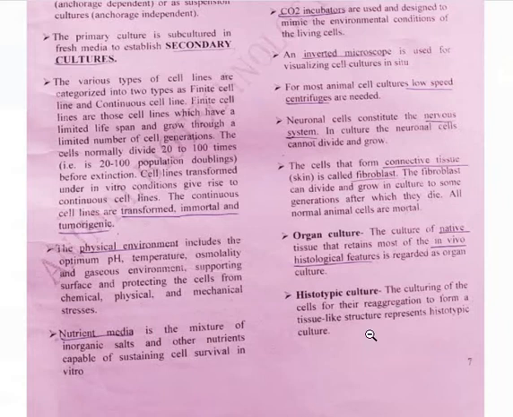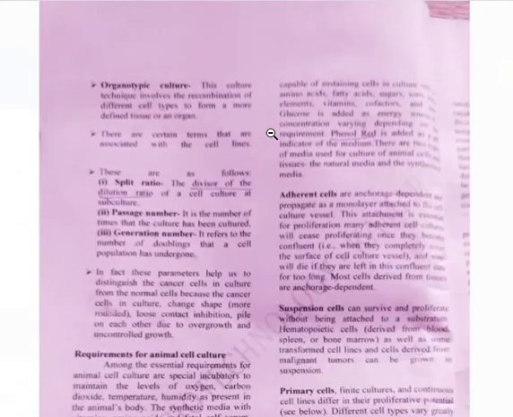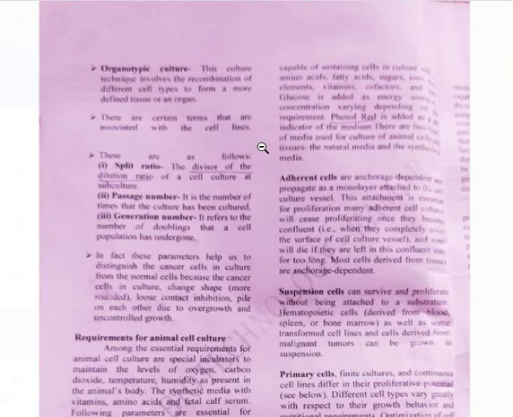But histotypic culture is not like that. You can see the re-aggregation to form a tissue-like structure represents histotypic culture. Some differences you can see in the histotypic culture. Next, we can see about organotypic culture. There are three types of culture: organ culture, histotypic culture, and organotypic culture.